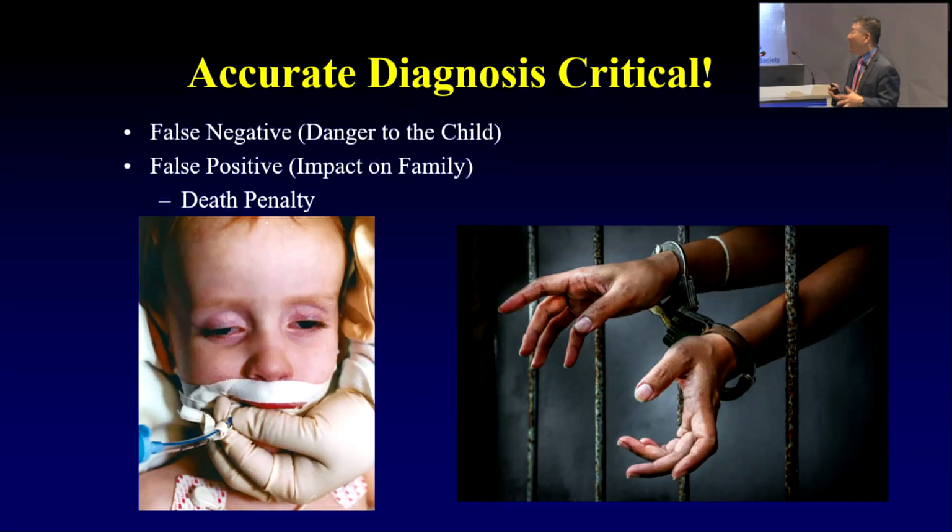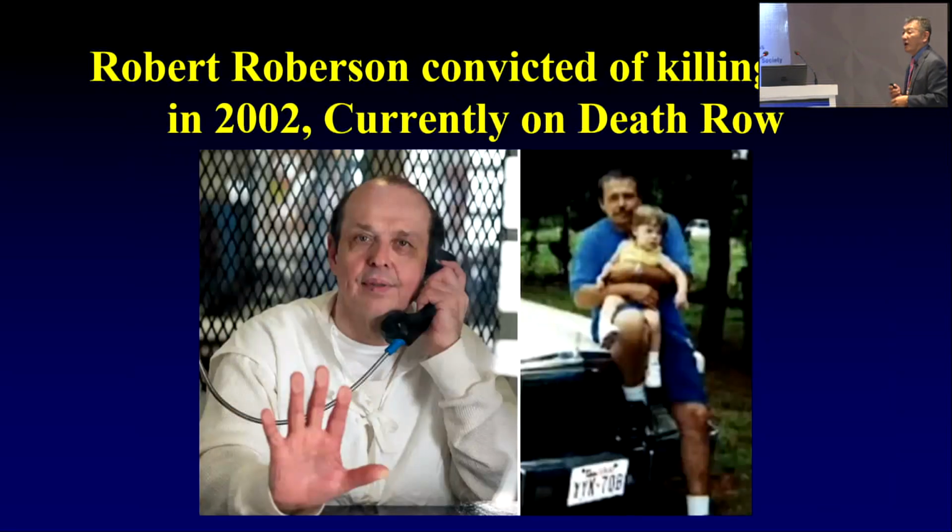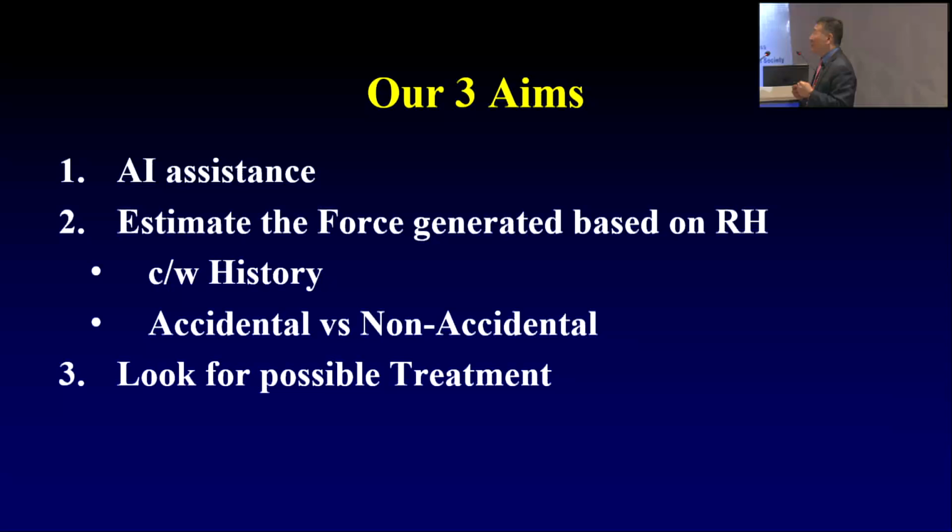And as you know, these things happen. But the false positive has just as much bad impact. Think about what it does to the family. As a matter of fact, in the United States right now, we're not talking about the accuracy of the diagnosis. There's a case, a gentleman who's on death penalty for child abuse right now from Texas. So getting the diagnosis accurately is extremely critical.